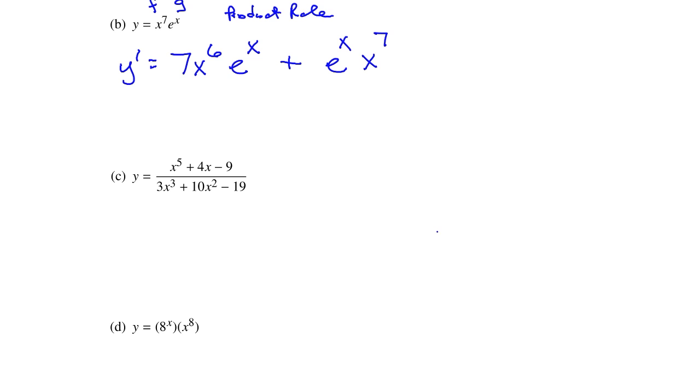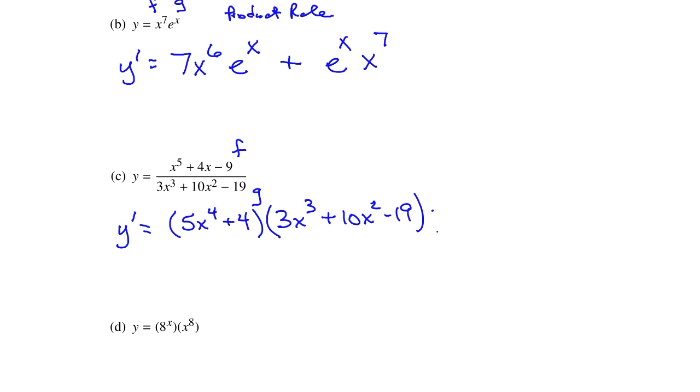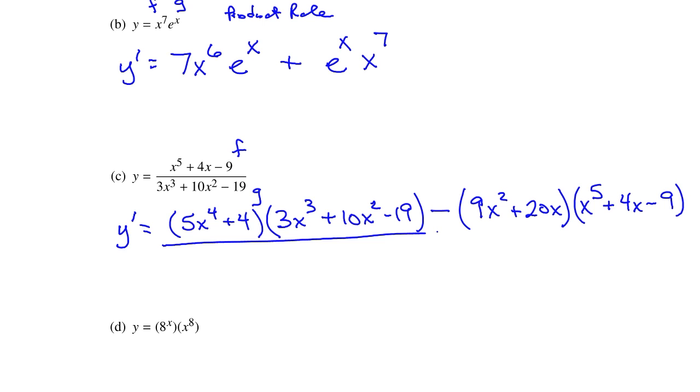C is a quotient rule, so we have y prime is equal to the derivative of the top, so that would be 5x to the 4th plus 4 times the bottom unchanged, so 3x cubed plus 10x squared minus 19, minus the derivative of the bottom would be 9x squared plus 20x times the numerator unchanged, so x to the 5th plus 4x minus 9, divided by the bottom squared.